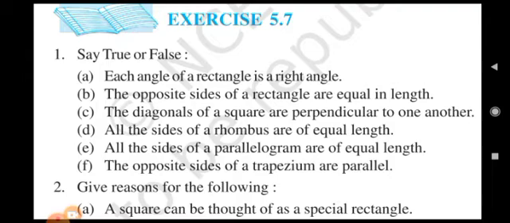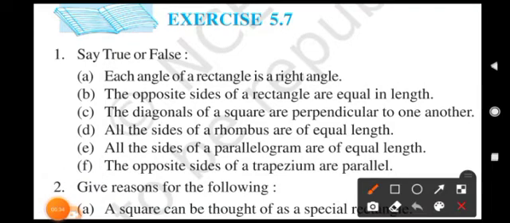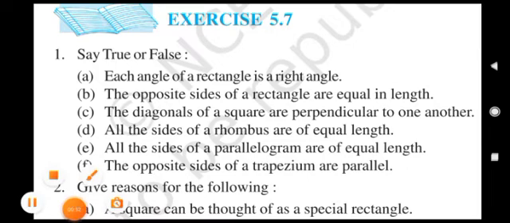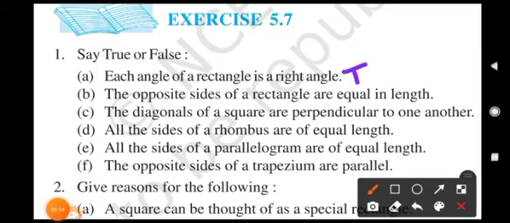Question A: each angle of a rectangle is a right angle. Each angle means all the angles of a rectangle are right angles. We know what a right angle is. Right angle means 90 degrees. Now is it true or false? For a rectangle all angles are 90 degrees, we know, isn't it? So this will be true. So you will write T here.